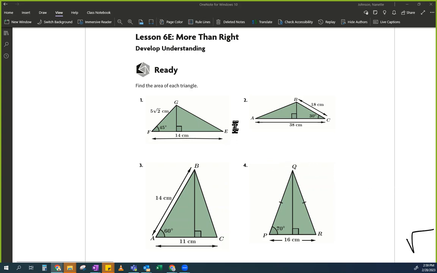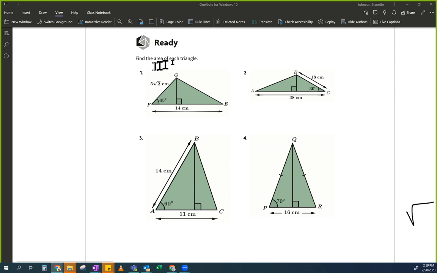Okay, so we are doing 5.6. Ready, set, go. Numbers 1, 3, 4, and 5. All it's asking you to do is to find the area of each triangle. So if I want to find the area of each triangle, I just need to remember what the area formula is for a triangle, and then I'm pretty much done. So the area of a triangle is equal to 1/2 base times height.